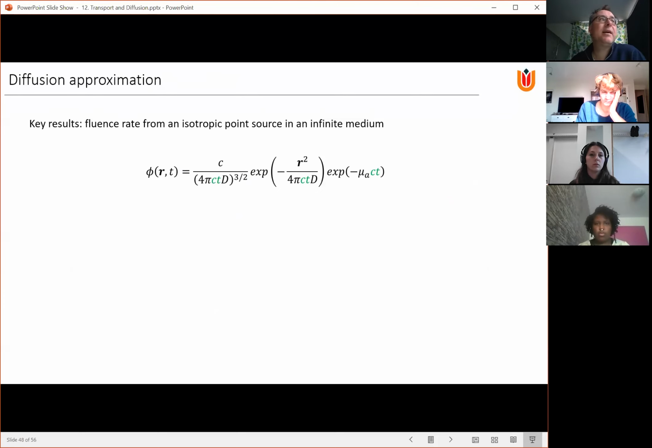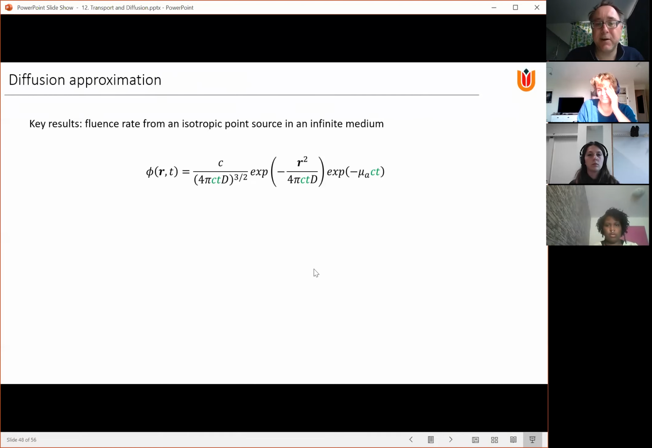If we take a point source inside an infinite medium, so the medium is infinitely wide and infinitely deep in all directions, and we have a perfect point source somewhere in there, let's say at the origin, then we can solve the fluence rate at some distance r from that point source at some time t. And that gives this expression.